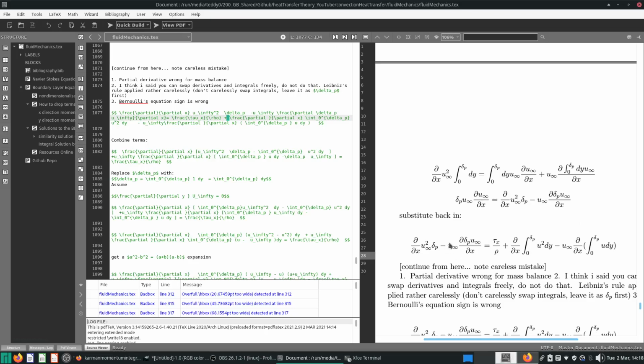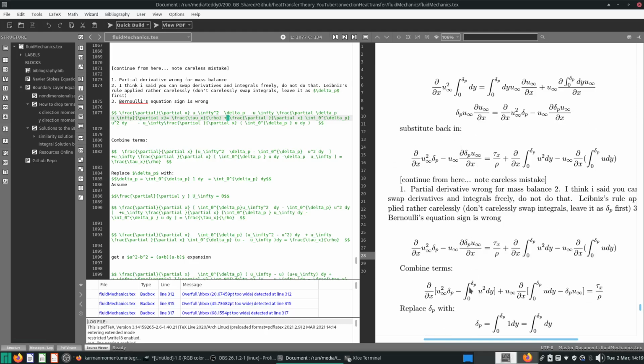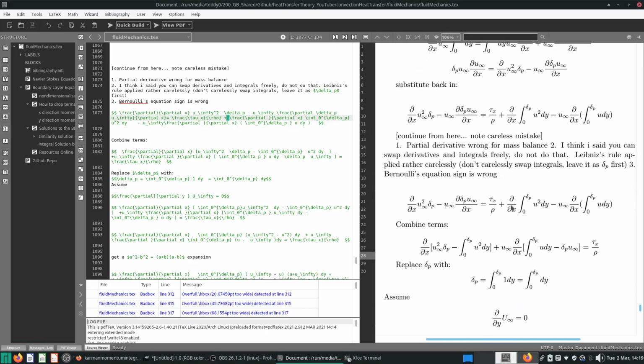So what I substituted on the left hand side was that delta p u infinity del u infinity del x equals to, well, this product rule expression here: del by del x of u infinity squared delta p minus u infinity del delta p u infinity del x. So all of this will be substituted on the left hand side. Now once it's there, I start to bring in some things. My delta p equals the integral of 1 dy from 0 to delta p. So that's why I bring it in.